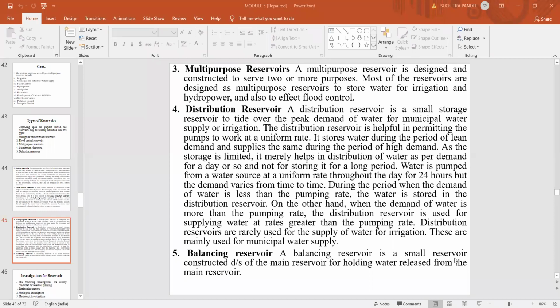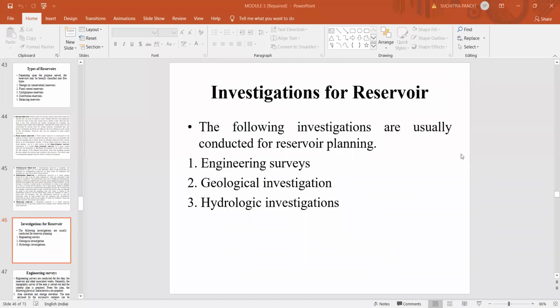A balancing reservoir is a small reservoir constructed on the downstream side of the main reservoir for holding water released from the main reservoir. This balancing reservoir is also used for power generation because in case of powerhouses, we require a constant head of water in order to have efficient power generation. So in such cases also, we use these balancing reservoirs.